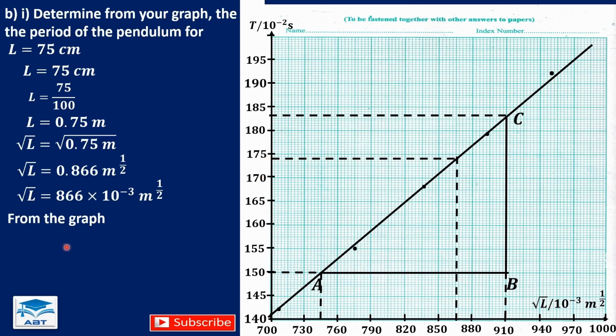So from the graph, when L is equal to 75 centimeters, the period is 174, remember, times 10 exponent negative 2 seconds on the vertical axis. Now 174 times 10 exponent negative 2 is 1.74, and the unit is seconds. If the length of the string is 75 centimeters, the period will be 1.74 seconds.